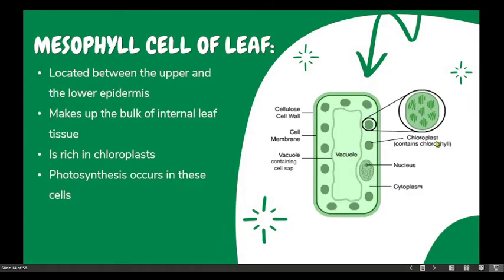Okay. And we also have the mesophyll cell of leaf. These cells are located between the upper and lower epidermis. So even though we look at leaves and we see that they are flat, they still contain small cells inside which makes up the bulk of the internal leaf tissue. And it is rich in chloroplast. So these chloroplasts, they contain chlorophyll, which is a pigment, and it appears color green. And then photosynthesis occurs in these cells. So mesophyll cells are very, very important for plants.